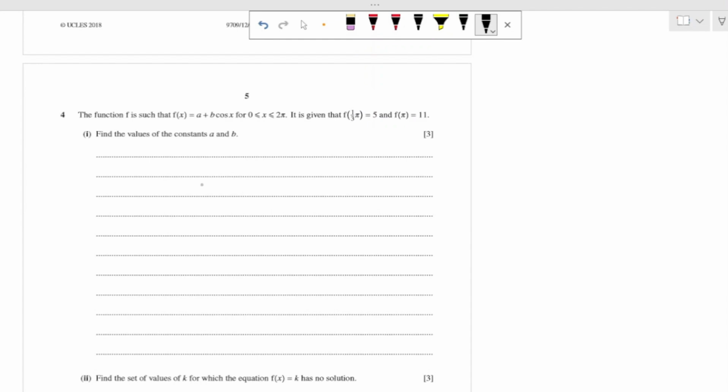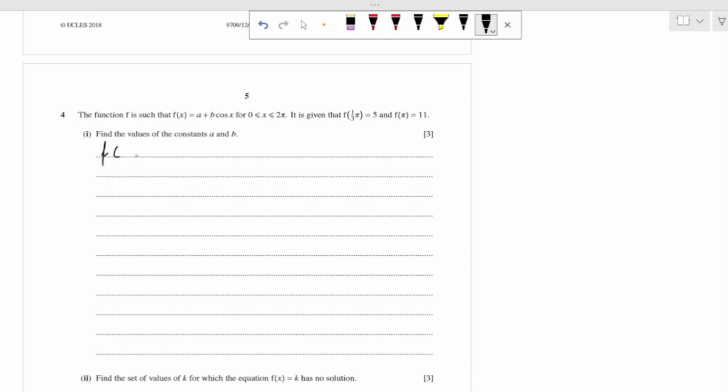Question 4. The function f is such that f(x) = a + b cos x for x greater than or equal to 0 and less than or equal to 2π. It is given that f(π/3) = 5 and f(π) = 11. Part 1. Find the value of the constants a and b.